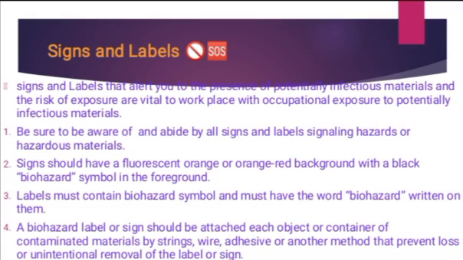They say signs should have a fluorescent orange or orange-red background with a black biohazard symbol in the foreground. By using a fluorescent orange or orange-red background with a biohazard symbol, the orange fluorescent color reflects, you understand? So it makes it easy to see, understand? And you should always carry that biohazard symbol on it. By that fluorescent orange, it reflects and is easy to see, understand? You easily see the biohazard symbol on it through that reflection.